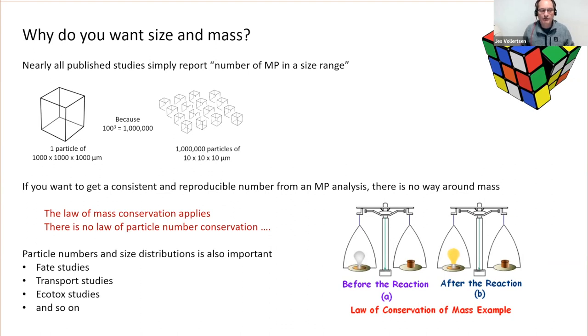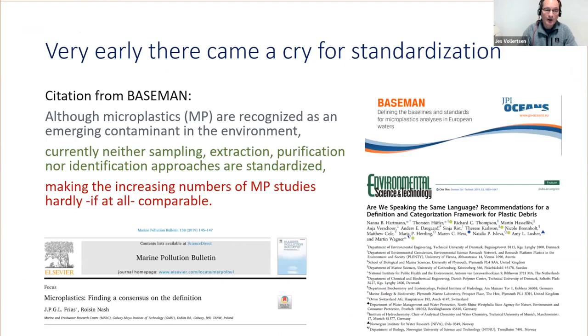There is, however, a conservation law for mass, because the mass should stay the same, even though you hit the big piece of plastic with your hammer. So it is important also to have the mass, but the mass is not enough. As I said just before, you also need the sizes, because the sizes matter for the ecotoxicology, also for transport and fate studies and so on. So in reality you need the mass, the numbers and the size distributions of the microplastics.